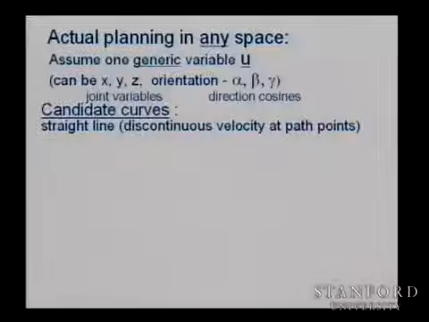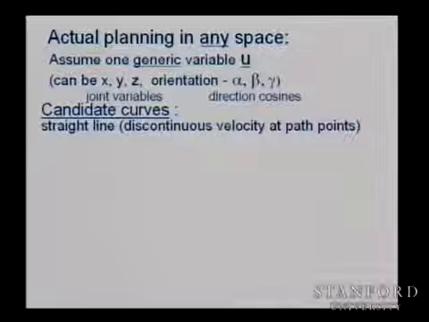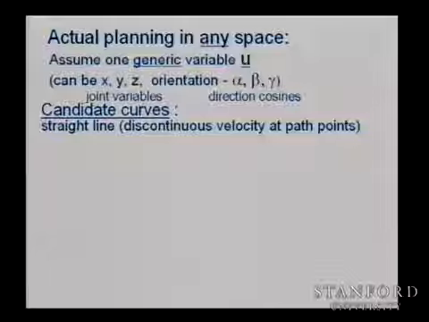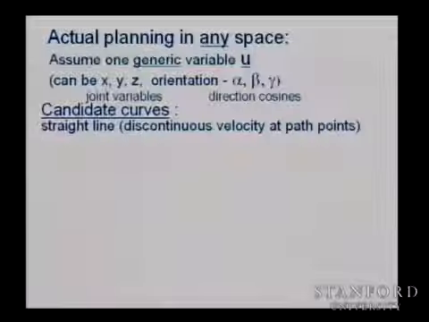Okay, we want to go from one point to another point. Any space, one variable. What's the simplest way? Straight line, right? I go from here to there along a straight line. That's my simplest trajectory. The problem with the straight line is that we have discontinuous velocities at the path points, right? Because a straight line only gives you basically two parameters, and you're not in control of how fast you go, or acceleration, there isn't such.